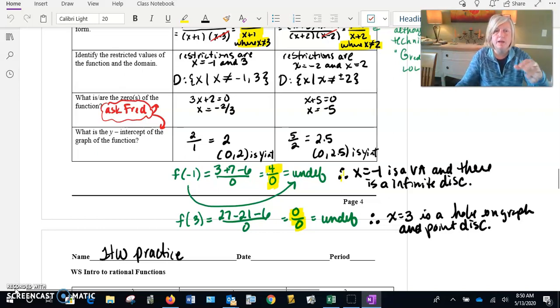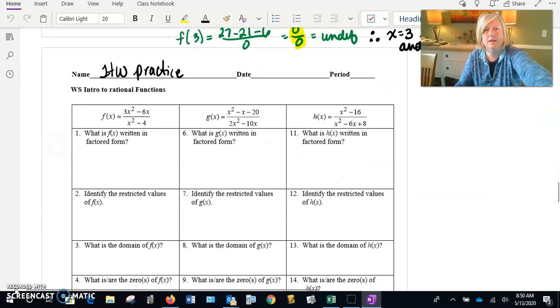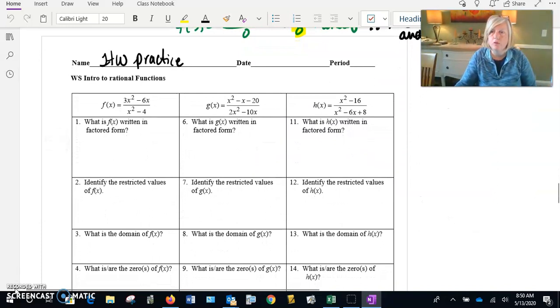Right, so from there, you have this homework practice down here. That's going to be part of your homework tonight, to do practice on this. Hopefully if you have any questions, you can shoot me an email, but we're going to move on to the next set of class notes.